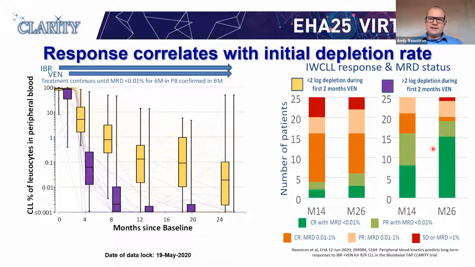If it's more than 1% after 1 year, then we've got a choice of either changing treatment or continuing with a continuous treatment. Whereas if they've had a rapid depletion at 6 months and there's no detectable disease at 12 months, you can then start to say those patients can have a treatment holiday and come off treatment for some time, and they're likely to have prolonged progression-free survival.